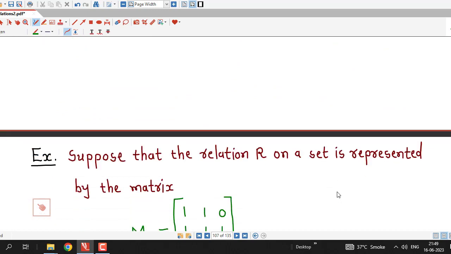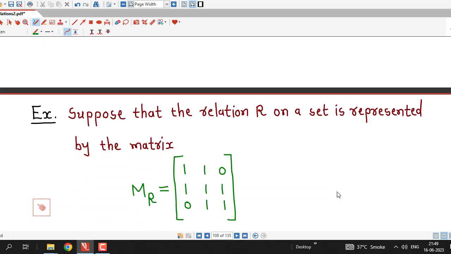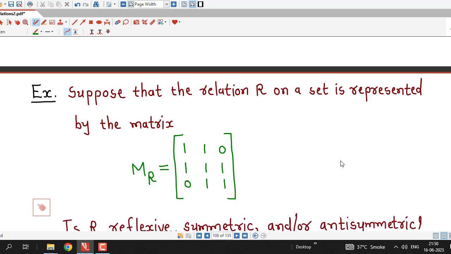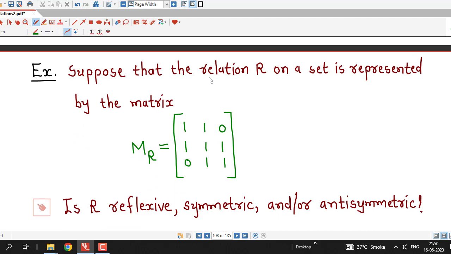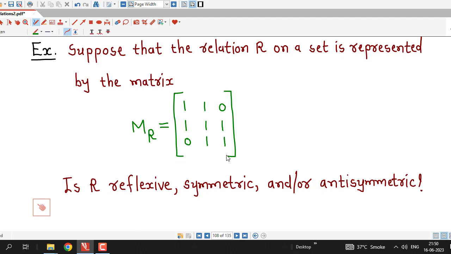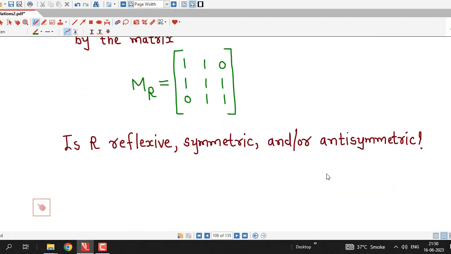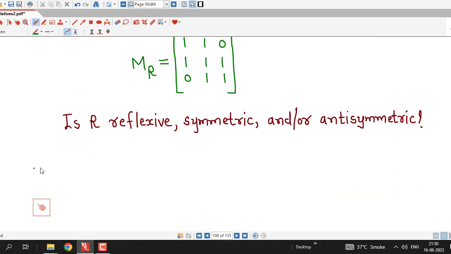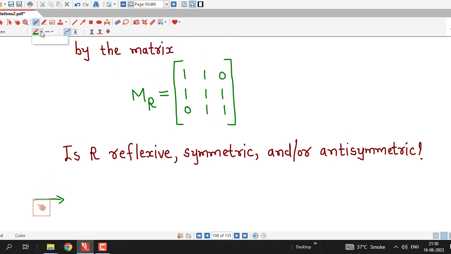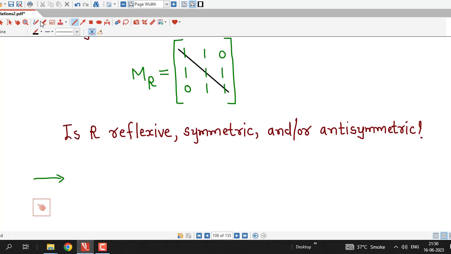So let's do one exercise to decide whether a given relation satisfies certain properties using its relation matrix. Here we are given the relation matrix of a relation R, and we have to decide whether this relation is reflexive, symmetric or antisymmetric. For the reflexive property, we will concentrate on the main diagonal, and you can see here all the entries on the main diagonal are 1. Therefore this relation is reflexive.